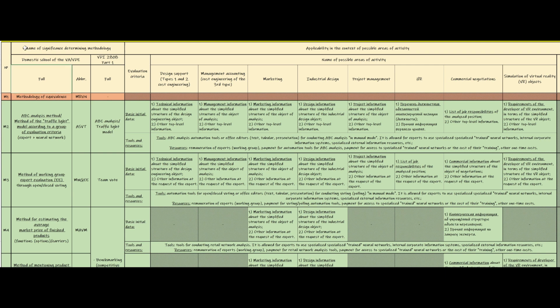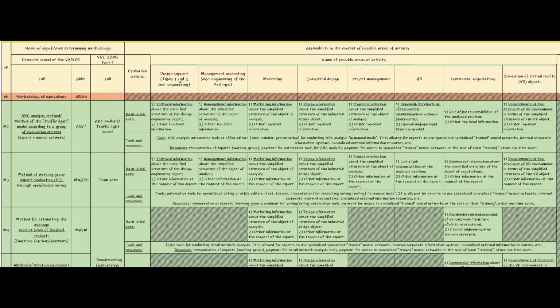First, let's look at the general structure of the table. In the upper left part, we see the names of columns, in particular the block name, the methodology for determining significance, in accordance with the concept of the domestic school of value analysis and the concept set out in the standard VDI 2808 Part 1. Then in the central upper part of the table we see the block of columns, applicability in the context of possible areas of activity, which includes the block's name of possible areas of activity and application features.